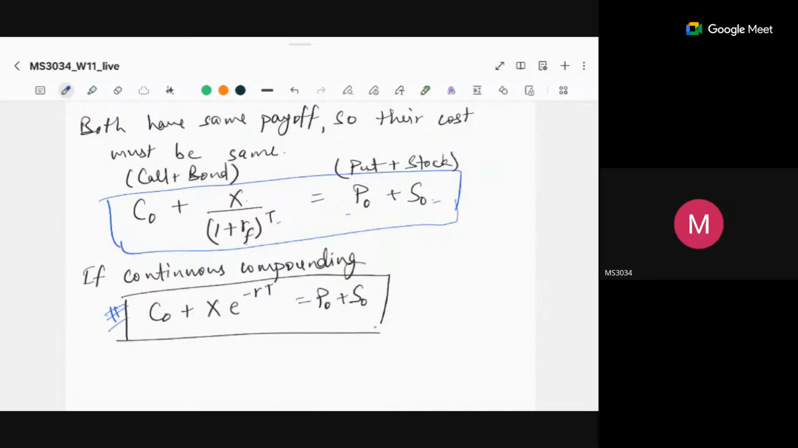If the question says the interest rate is continuously compounded, you should use this formula for your calculation. And the type of questions you can expect: there are multiple variables in this equation. You will be given some of them, and you will be asked to evaluate one of them. Suppose you are given the call option price, this, and this, then you will be asked to find the put option price with the same features.